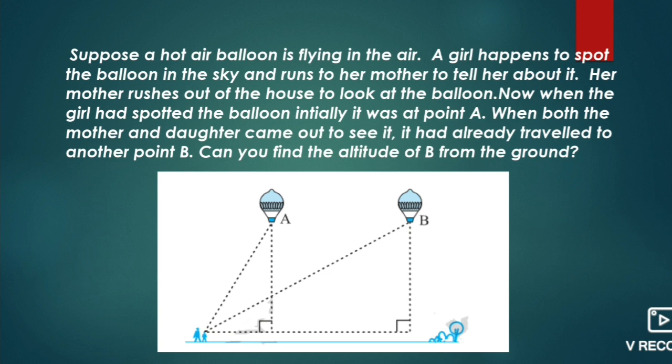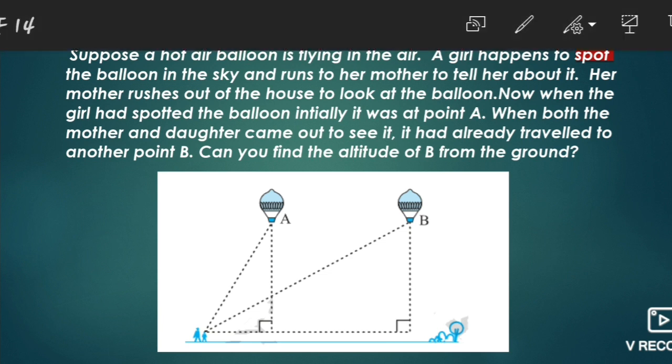Now suppose there is a situation given: a hot air balloon is flying in the air. A girl happened to spot the balloon in the sky and runs to her mother to tell her about it. Her mother rushes out of the house to look at the balloon. When the girl had spotted the balloon initially, it was at the point A. When both the mother and daughter came out to see it, it had already traveled to the point B.